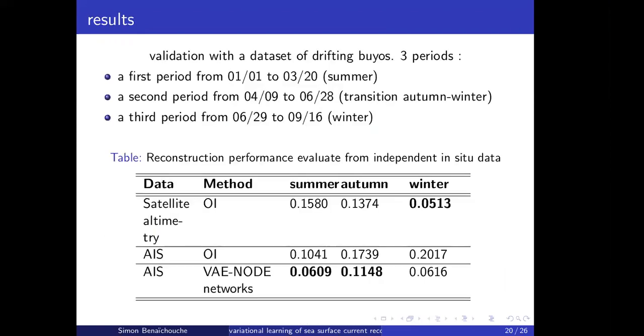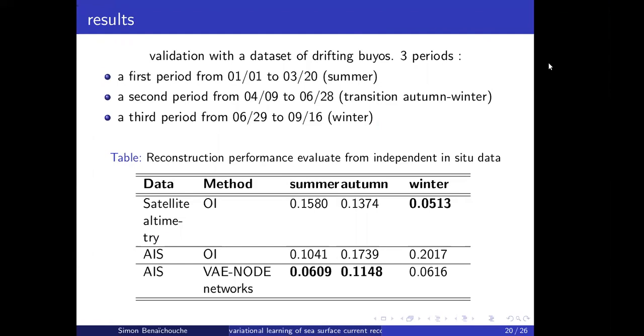And here are the results. We focus on 3 periods because those periods could have different dynamics. You can have a lot of storms during the winter. You can have maybe more stable dynamics during the summer. So we do 3 trainings. And here are the results. We show that we have a significant gain in optimal interpolations, and we are sometimes at a level which is interesting if we compare to satellite altimetry and the Aviso product.